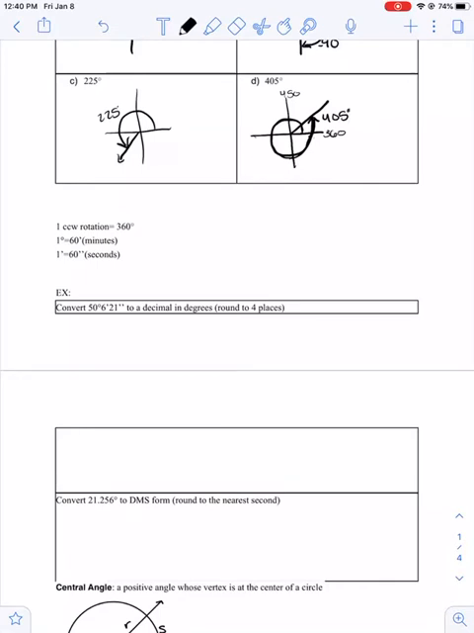All right, next we're going to be converting minutes to rotations and rotations to seconds. So rotations is just how many times you're going around the unit circle. So one rotation is 360 degrees. One rotation is 60 minutes, and then that 1 minute is 60 seconds.